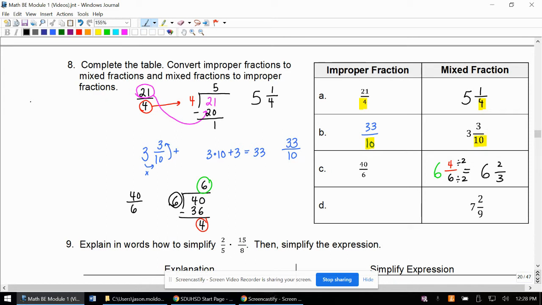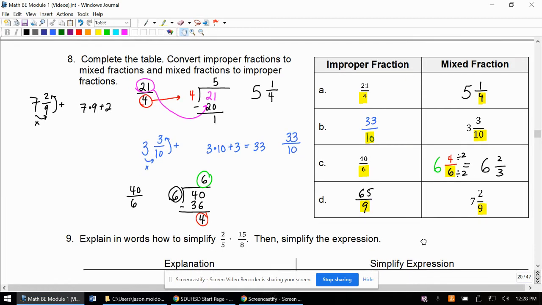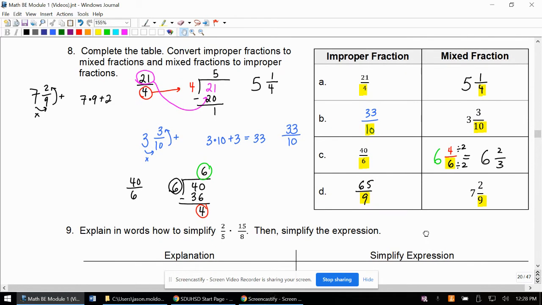Last one, D, 7 2/9. We're going to do times and then add. So 7 times 9 is 63, plus 2 is 65/9. Remember, denominator doesn't change, except for C because it's simplified. Feel free to pause this or rewind it if that went too fast. Next, we're going to talk about multiplying.